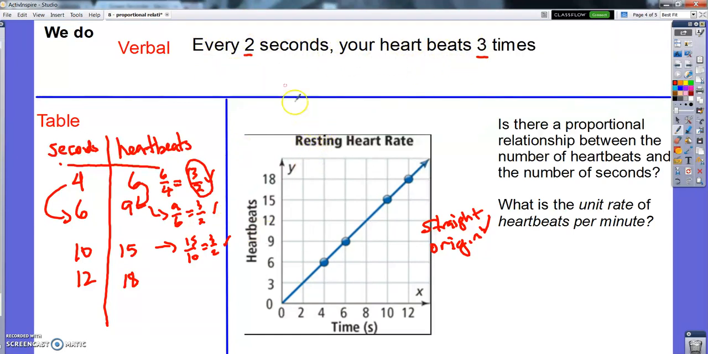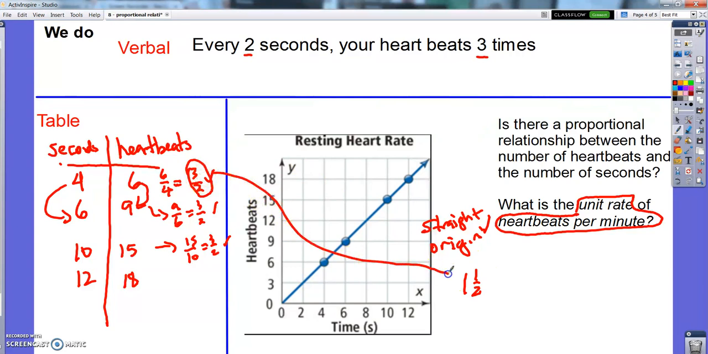Okay. So the last question is, what is the unit rate of heartbeats per minute? Notice I'm not in minutes. My unit rate of heartbeats per second is the constant of proportionality. 1.5, or 3/2 beats per second. So what's cool about this, the constant of proportionality and the unit rate are the same, which is a big thing to come out of this, right?